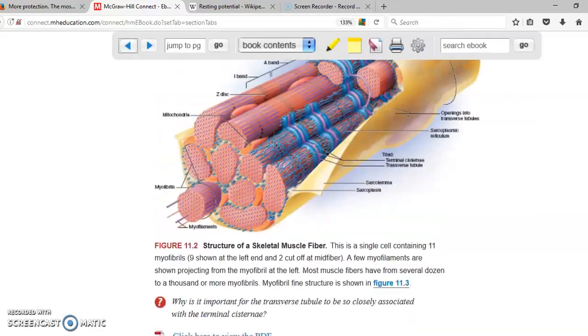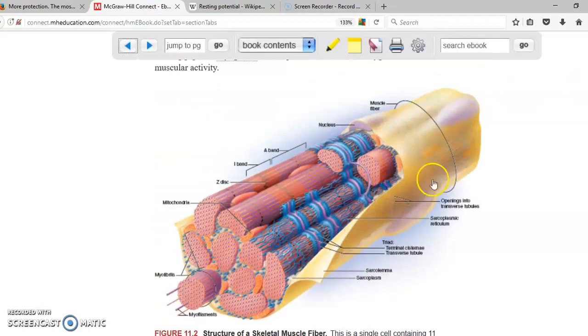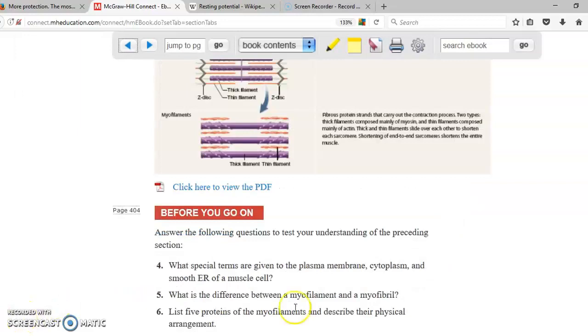So if we keep scrolling up, we get to the same area where we were before. This is the cell. What is the name of this cell? Muscle fiber. What is the muscle fiber made of? Myofibrils. And what's the myofibril made of? Myofilaments. That's about it for this part.